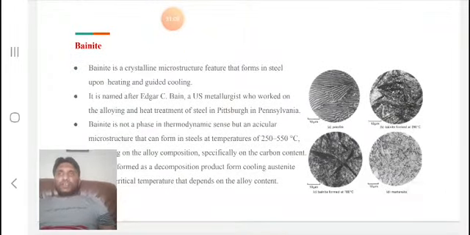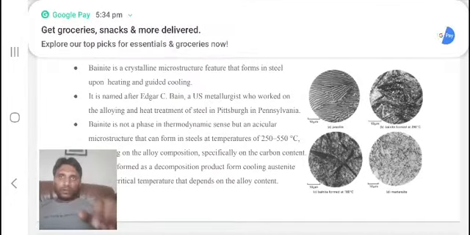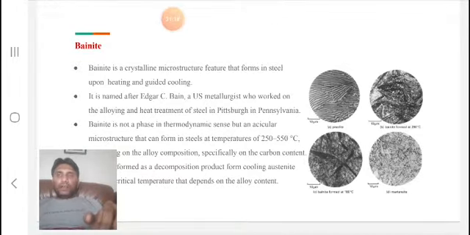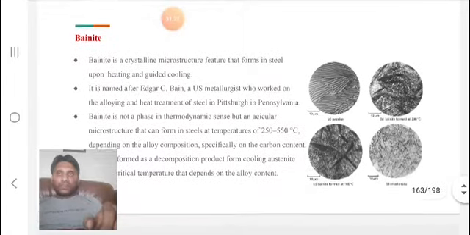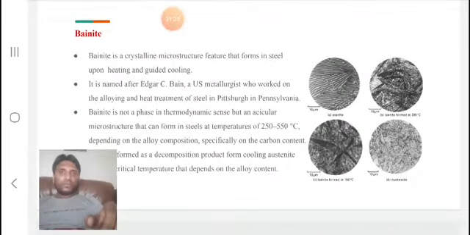So it is named after Edgar C. Bain, a US metallurgist who worked on the alloying and heat treatment of steel in Pittsburgh in Pennsylvania. Bainite is not a phase in thermodynamic sense but an acicular microstructure that can form in steels at temperatures of 250 to 550 degrees centigrade. So at 550 degrees centigrade we get upper bainite, and at 250 degrees centigrade we get lower bainite, which is very fine. Upper bainite is very coarse and lower bainite is very fine.